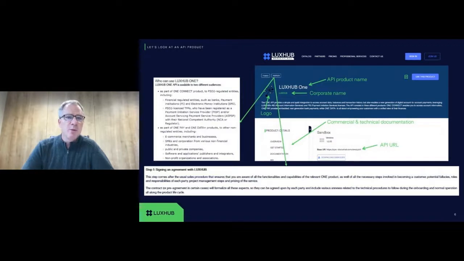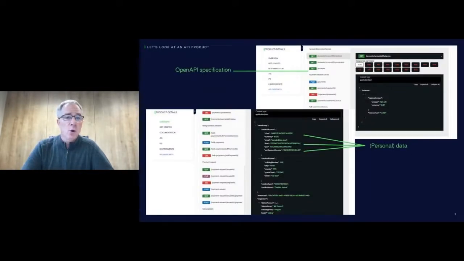Also, when we talk about API product documentation, you have to consider the commercial and the technical documentation. Apart from that, there is also the OpenAPI specification itself, previously known as Swagger documentation. It's a standard way to represent an API with the different resources, access points, and data fields exchanged between the API consumer and the API provider. And if you go deeper into the API and the data fields, for some APIs you may also have to handle personal data information. In the case of payments, you have personal data.